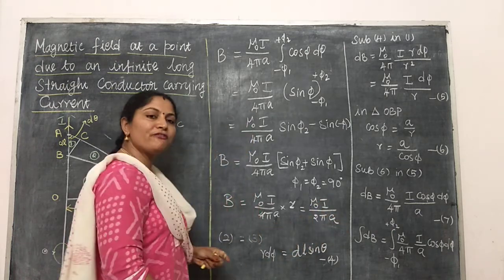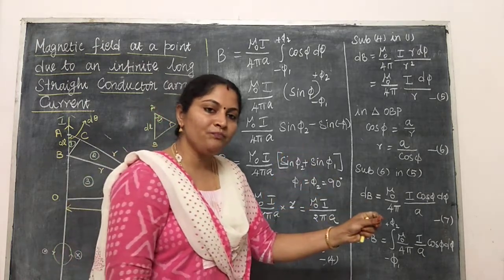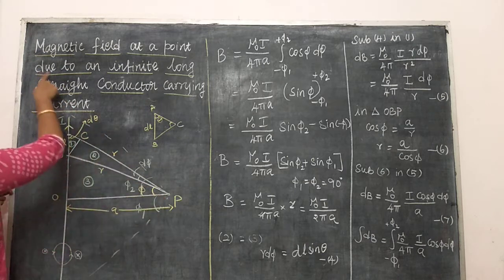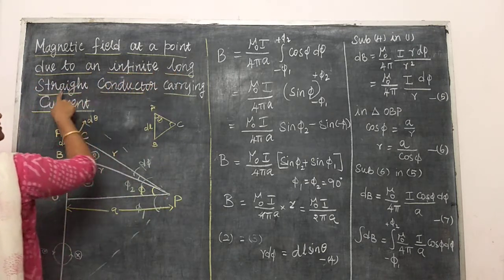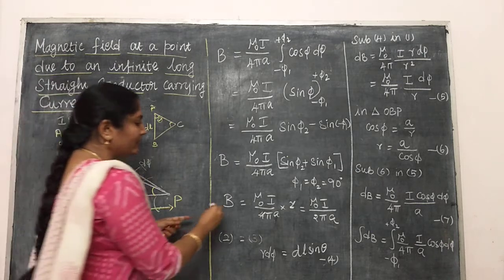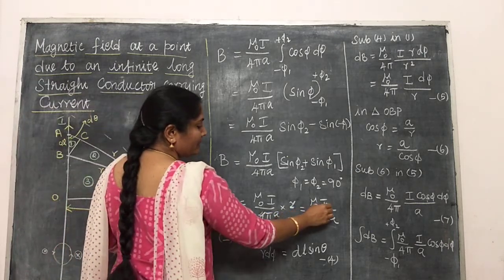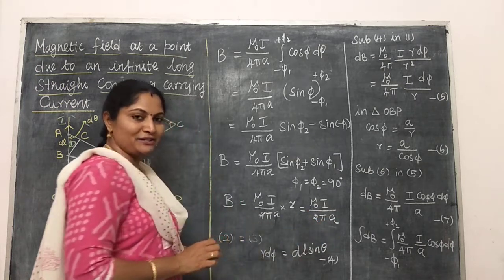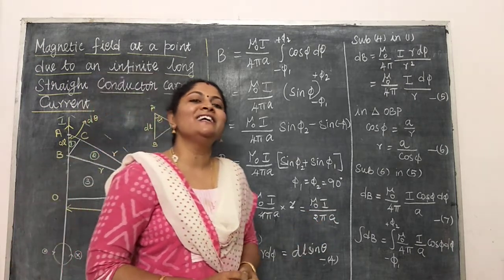This is the final expression for magnetic field at a point P due to an infinitely long straight conductor carrying current. B is equal to mu naught I by 2 pi a is the final expression. Okay, so that's all about that.